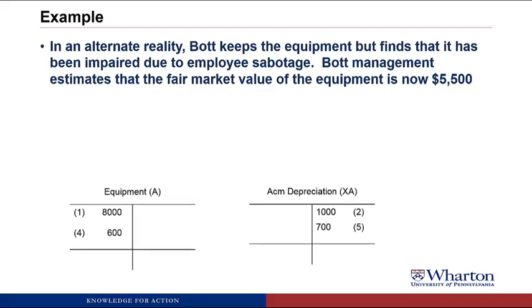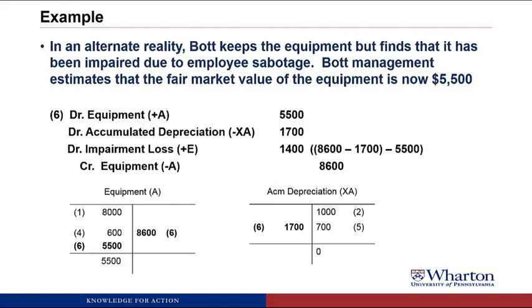Here are the equipment and accumulated depreciation T accounts to this point. I'll put up this pause sign, and you can try to take a stab at doing the journal entry for an impairment. So we're going to basically have the same journal entry as the sales transaction. The difference is that obviously we're not receiving any cash, so there's no debit to cash.